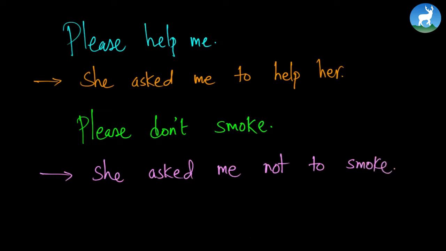So while reporting a negative request, we use not in front of to, right? Please don't be late. She asked us not to be late. These are requests, by the way, but how are orders reported?